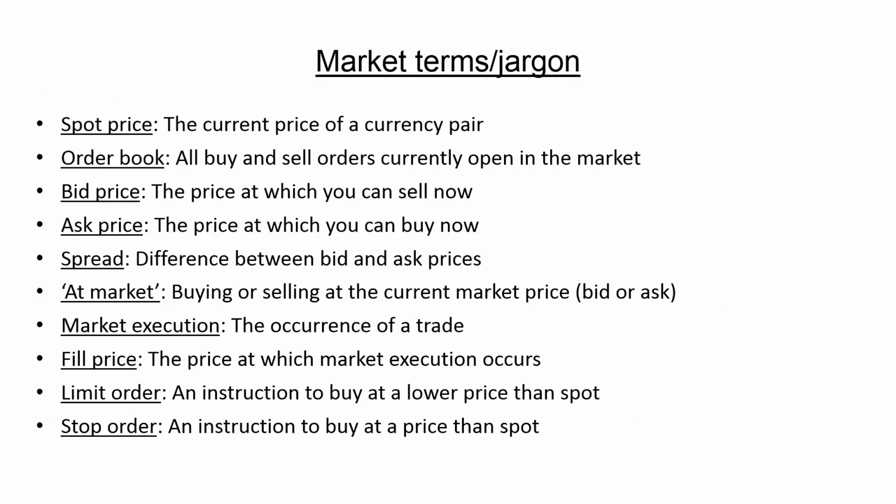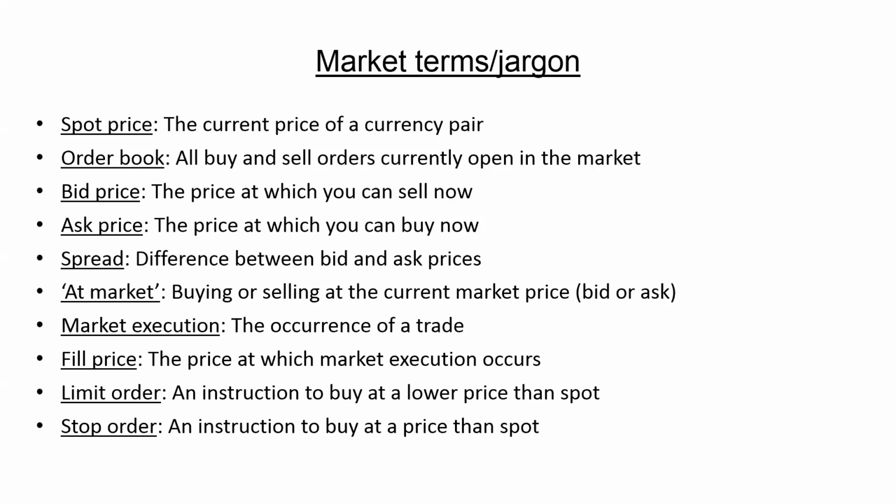So the market price right here, right now, is the spot price. The order book is a list of all of the open orders currently in the market at a particular venue. Now, this is usually a broker. It can be an exchange, but in the world of retail foreign exchange, we're talking about the broker where we have the account. That broker will have an order book where all of the buy and the sell orders will be residing.